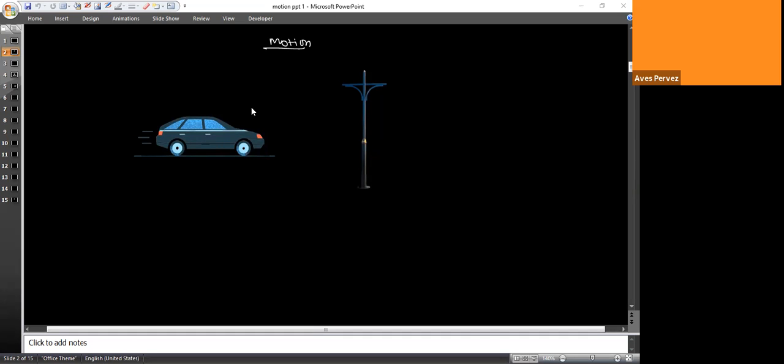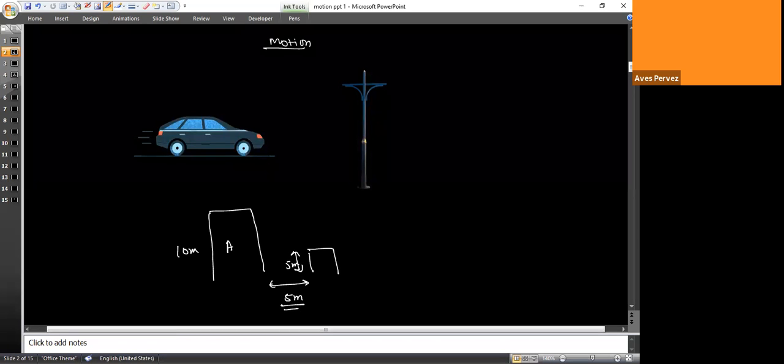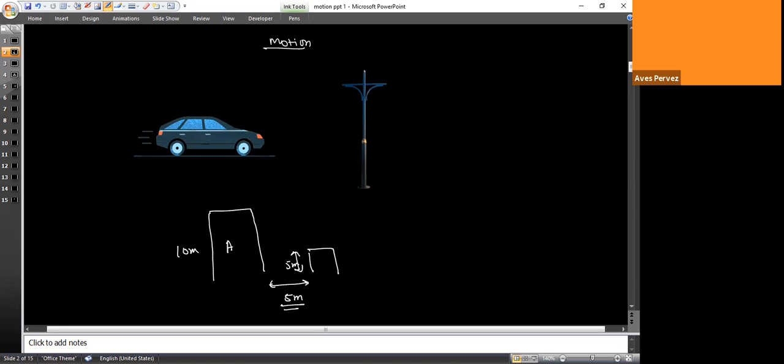Just for example, imagine there is a building A that is approximately 10 meters tall, and you are going to jump to another building that is approximately 5 meters tall. The distance between these two buildings is 5 meters. Then at what speed should you jump from this point so that you can reach that point on the other building?